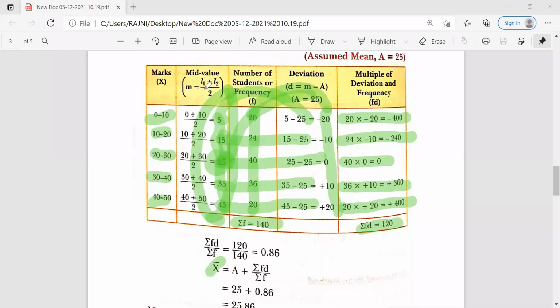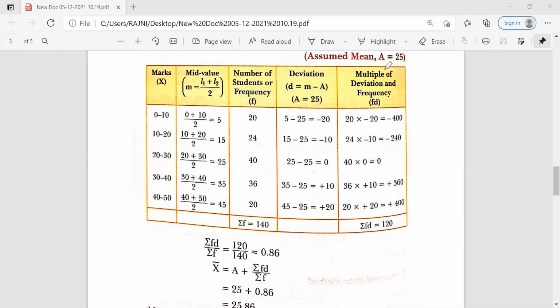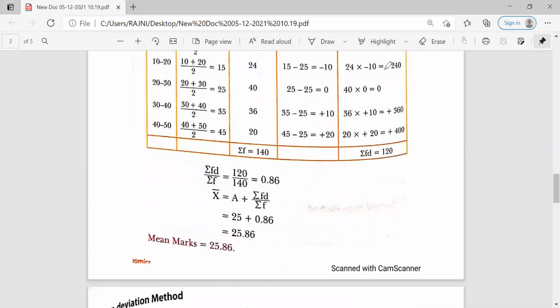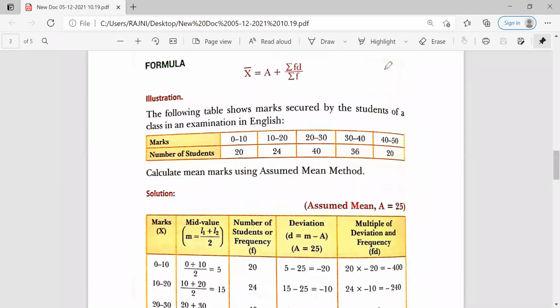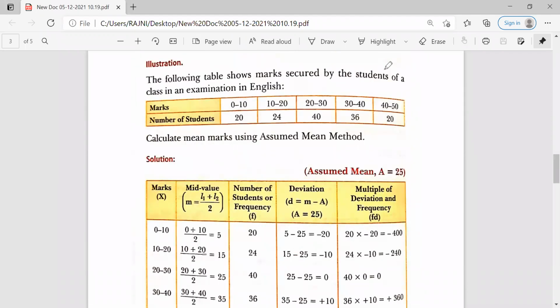So what will be our formula? Mean is equal to A, which is 25, plus sum of FD, 120, divided by sum of F, 140. The answer will be 25.86, similar to the calculation of arithmetic mean with the help of the direct method.